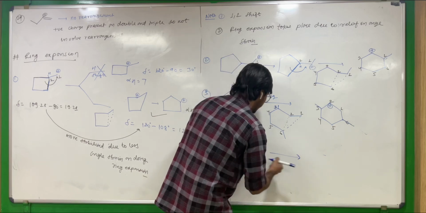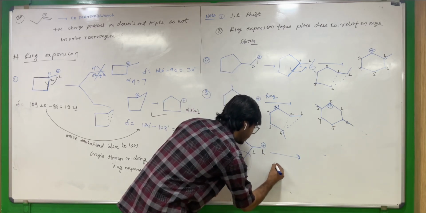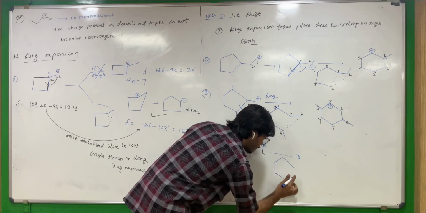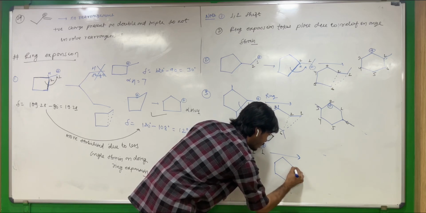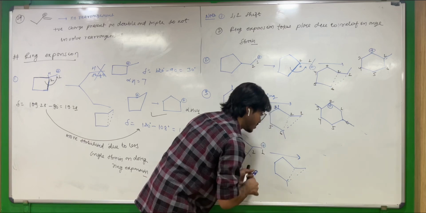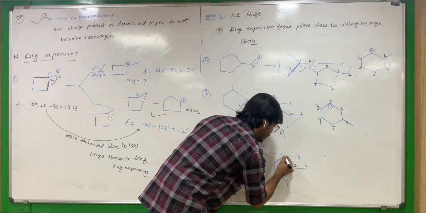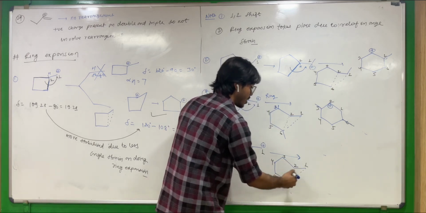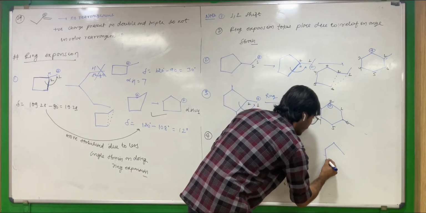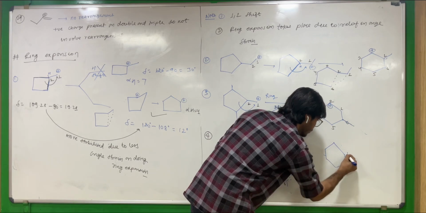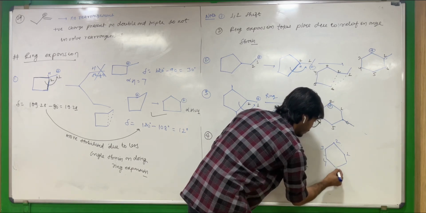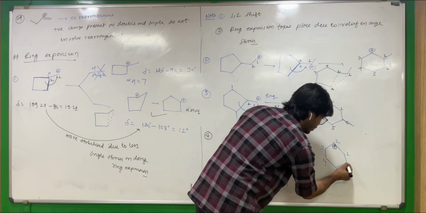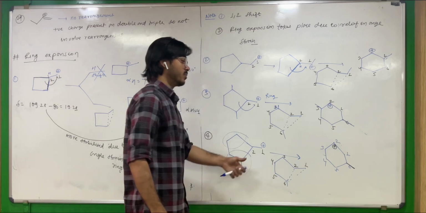the product formed will be, first draw the transition state. This is the transition state. This is carbon number 1, this is carbon number 2, 3, 4, 5 and 6. So the positive charge will come on carbon number 2. This is 1, 2, 3, 4, 5, 6. So the positive charge will come on 2 and the methyl group will come on 6. So this is the product.